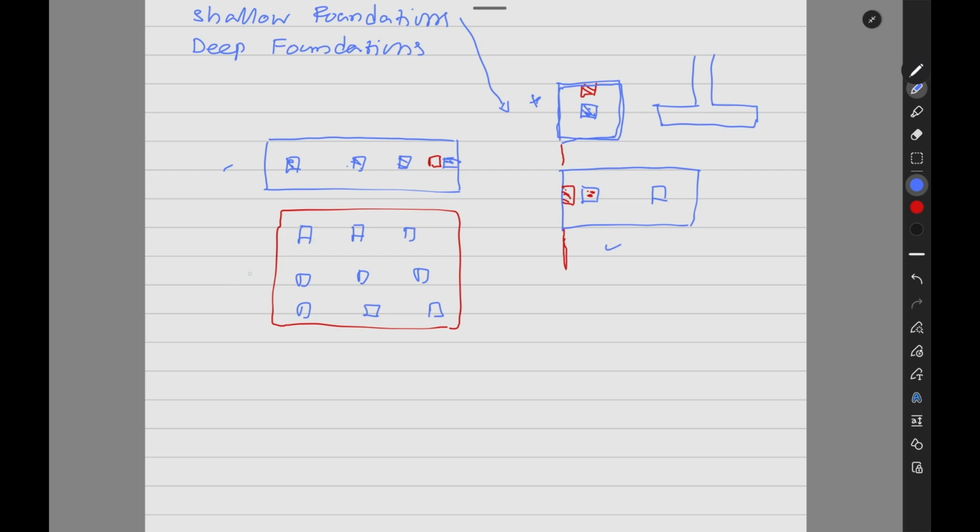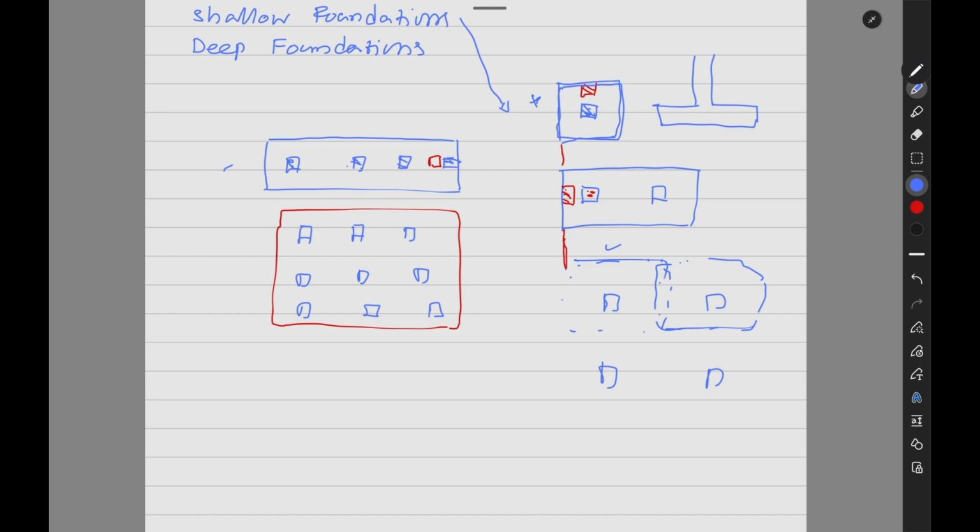Here, when you have a higher load, you might not be able to put a single footing like this, because when you put single footings like this and your column load increases, it will go larger like this.